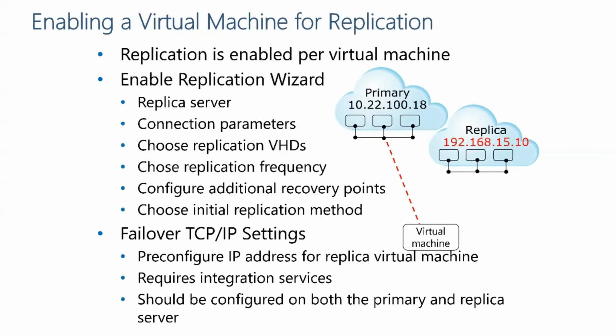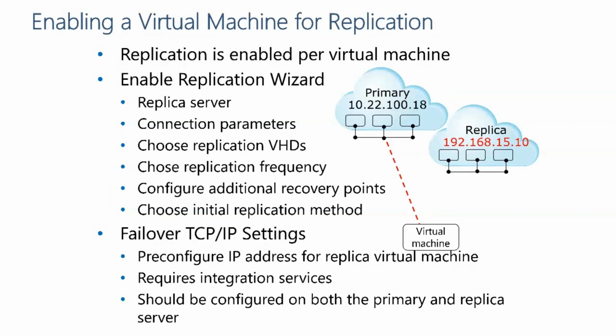So like I said previously, if we fail over from virtual machine from one site to the other site, replication is enabled per virtual machine, so we don't have to enable it for every virtual machine. We just choose the ones we want to protect. And with the replication wizard, the replica server connection, we have connection parameters. We choose the replication virtual hard disks. We choose how frequent, so we can do it very frequent, or just every 15 minutes, or something longer. But obviously, every 5 minutes or something like that. I think that's one of the settings.